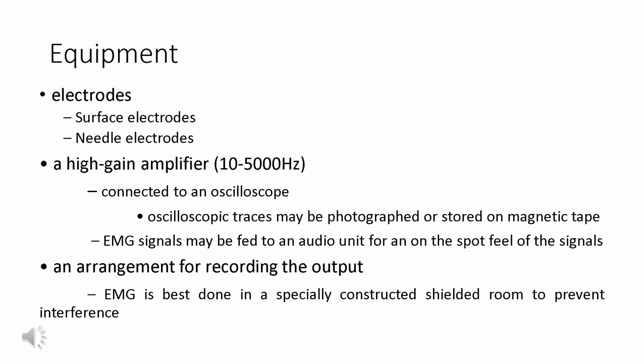And a high-gain amplifier, which is 10 to 5000 Hz, is connected to an oscilloscope. Oscilloscopic traces may be photographed or stored on magnetic tape. Signals may be fed to an audio unit for an on-the-spot feel of the signals. Lastly, an arrangement for the recording of the output. EMG is best done in a specially constructed shielded room to prevent interference.